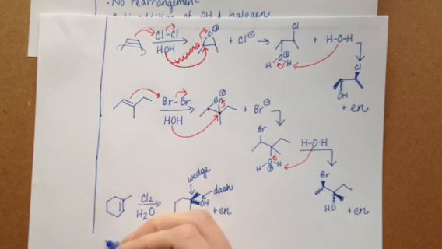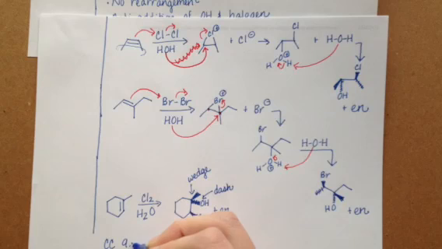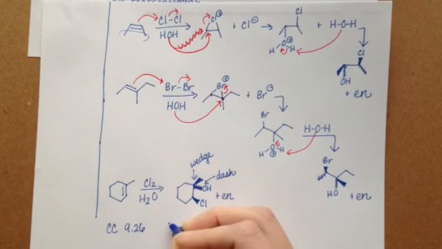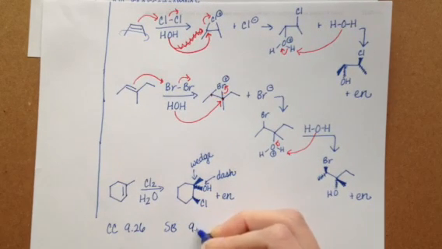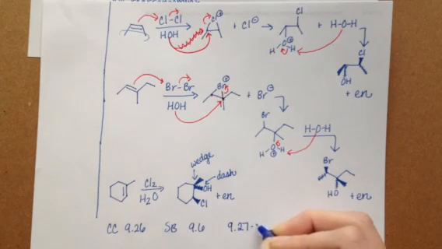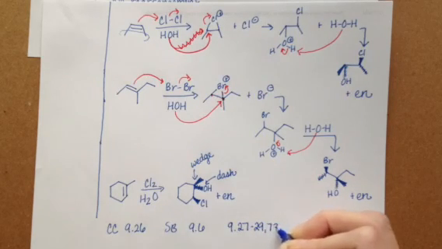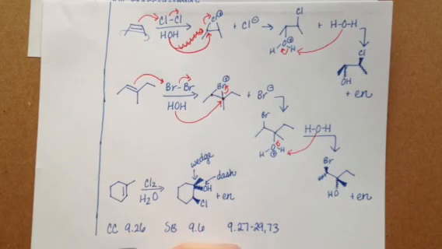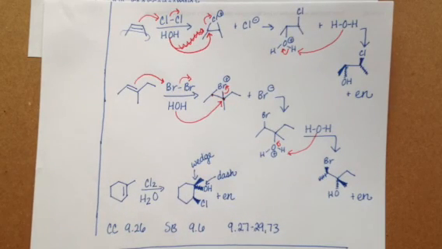Practice this with conceptual checkpoint 9.26, skill builder 9.6, and problems 9.27 through 9.29 and 9.73. That is practice for both halogenation and halohydrin formation.